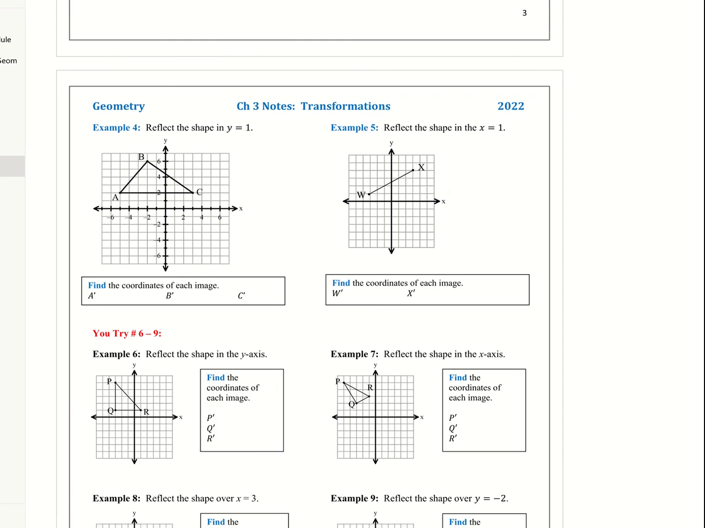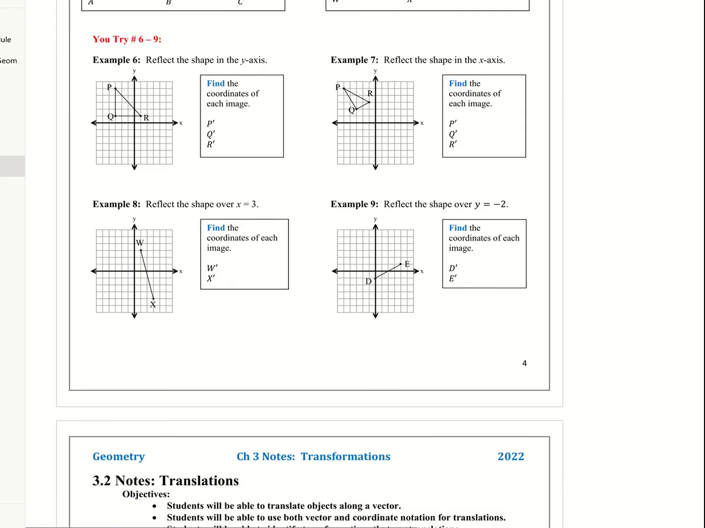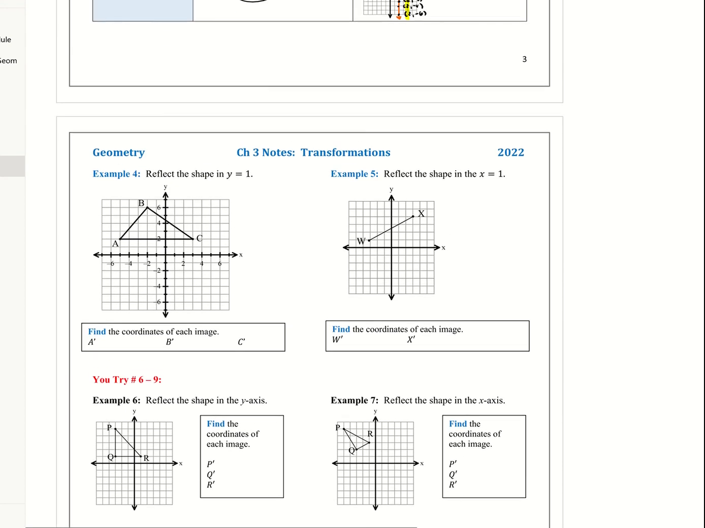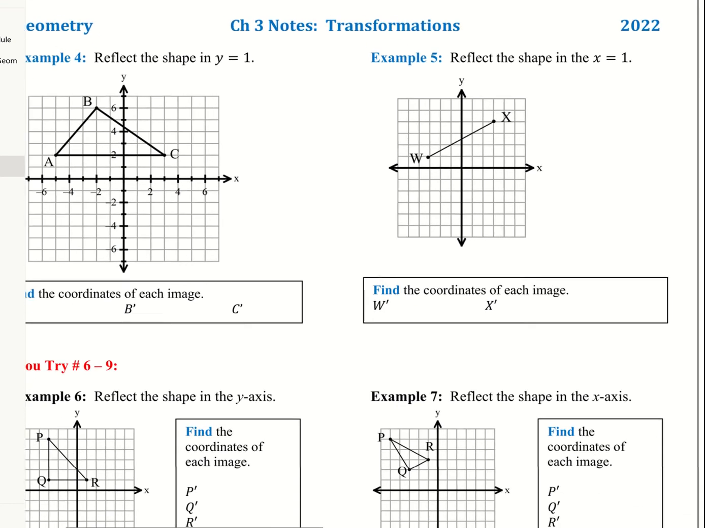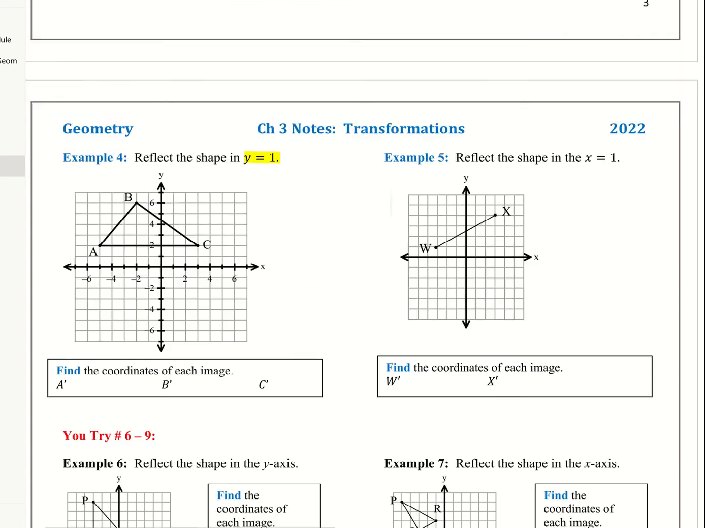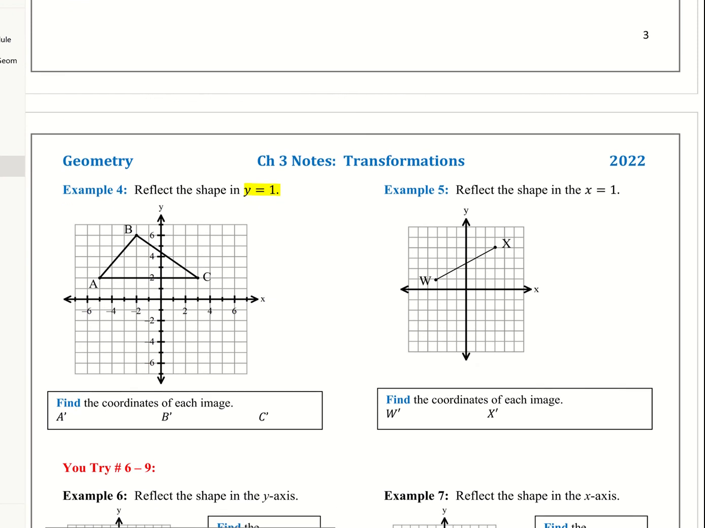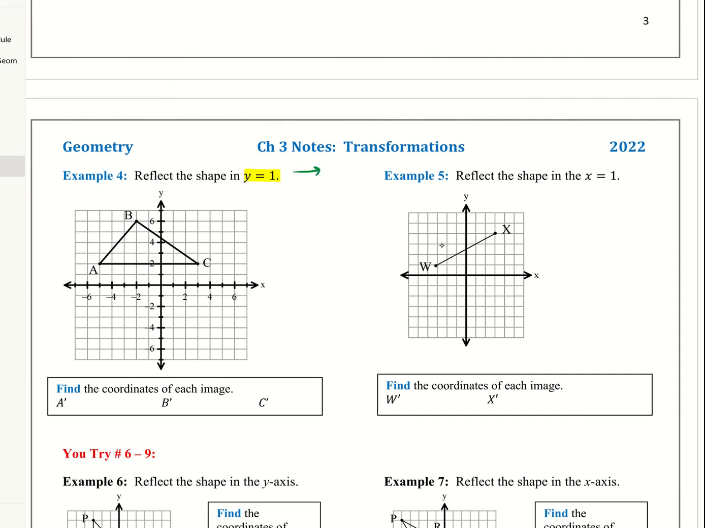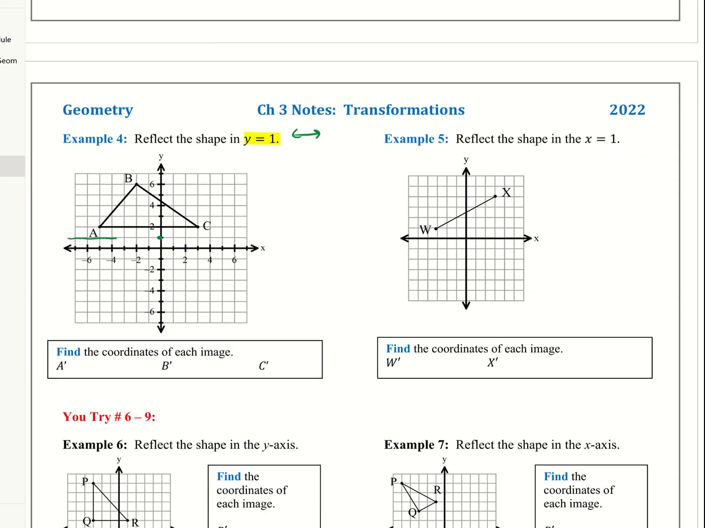The last part here, and this is all just kind of the same thing, we're just doing some practice here, is that you're going to be reflecting lines, but they're not going to be horizontal and vertical. They're not going to be along the X and Y axis. This line, Y equals 1, Y equals a number, is a horizontal line. This line goes like here. We're going to go on the Y axis to 1, and I'm going to draw a horizontal line.